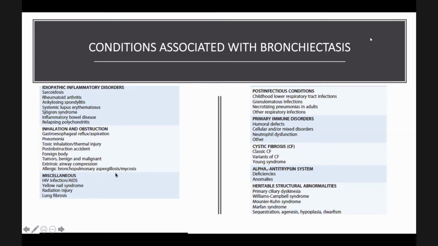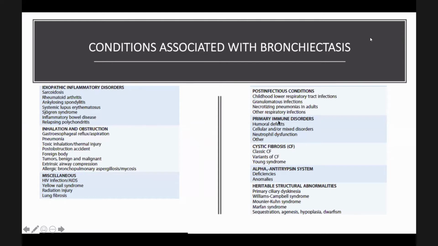So this is the term that we have to be very vigilant about: whether the patient has allergic bronchopulmonary aspergillosis or not, because of the repeated exposure to fungi like aspergillus. Then the miscellaneous others are HIV infections, AIDS, radiation injury and lung fibrosis, and the post-infectious conditions like childhood lower respiratory tract infections, granulomatous infections like tuberculosis, necrotizing pneumonias in adults, and other respiratory infections also lead into bronchiectasis.